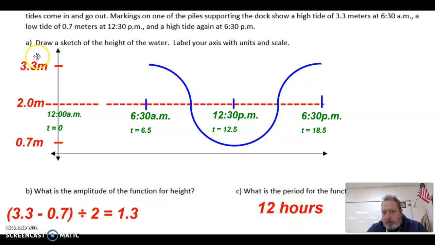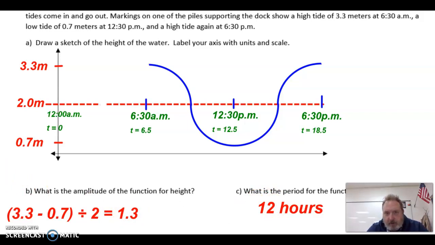The amplitude, our max height was 3.3. Our minimum height was 0.7. If we average that, we get 2 in the middle. So our amplitude is 1.3. 1.3 up, 1.3 down. So there's our amplitude. We've got a period of 12 hours. And so now we've got a start here. We've got 12 for A. We've got 1.3 for our H value for our vertical shift.